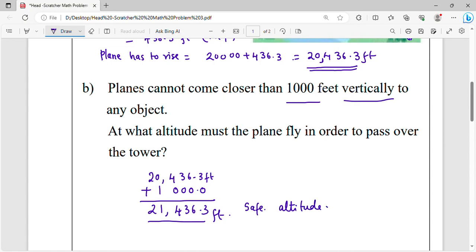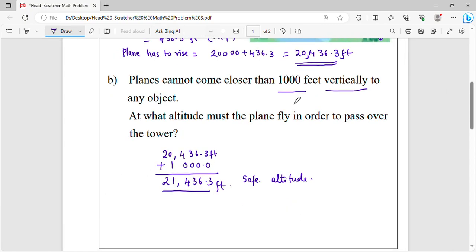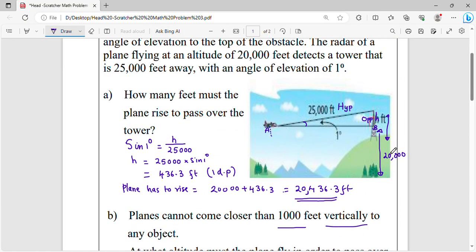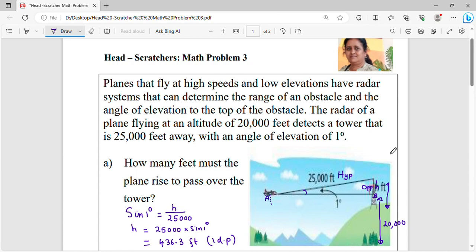Right? So I hope this was clear, and it's basically very simple, but sometimes students get overwhelmed because of the amount of information and data, and to extract the data correctly is very, very important.